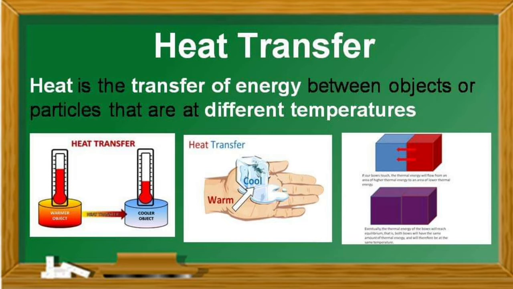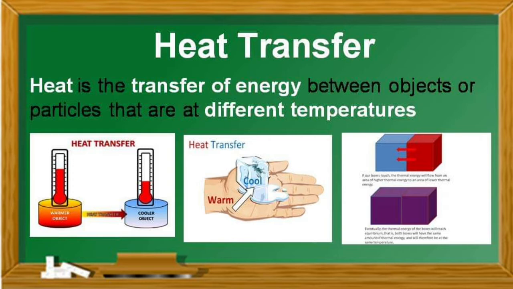Heat is a transfer of energy between objects or particles that are at different temperatures. Let's look at the first picture. Always remember that heat transfers from hot objects to a cooler object. Look at the second picture. The transfer of heat is from your warm palm to an ice cube.